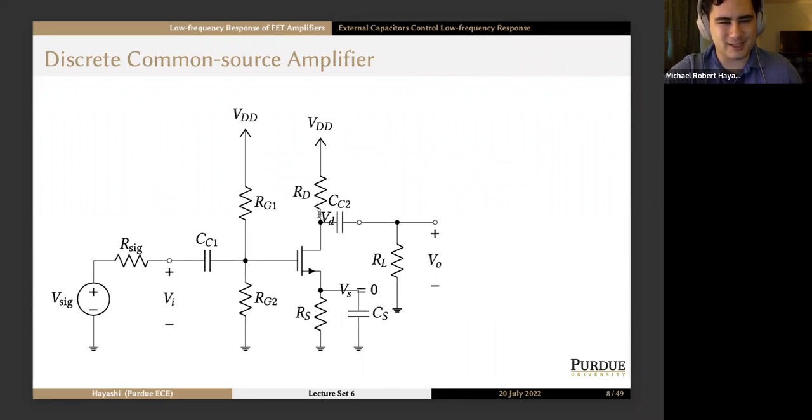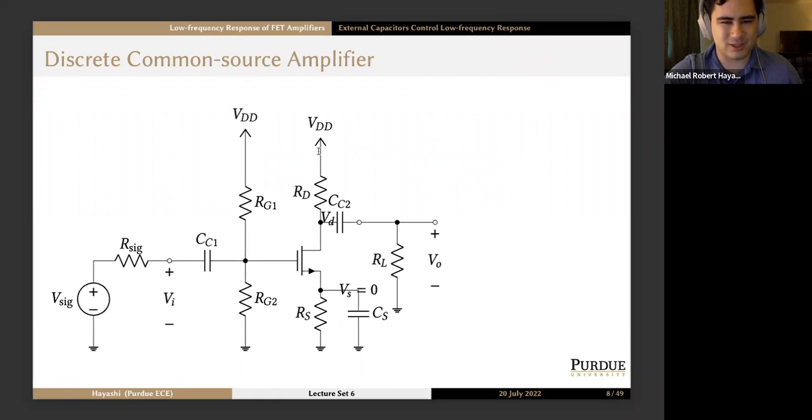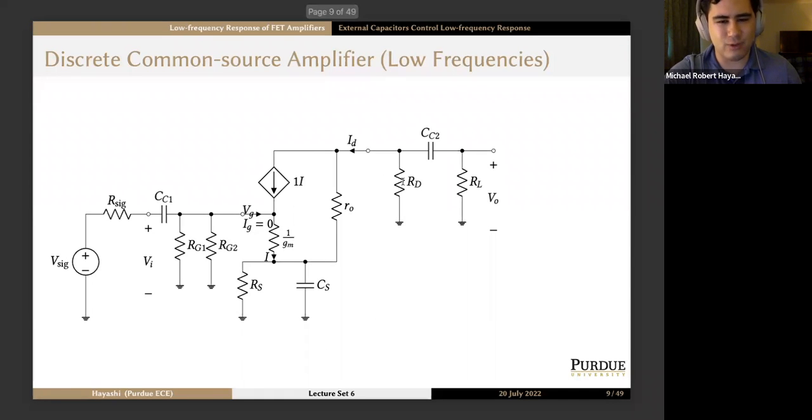And then our drain resistance attaches to our drain on one end, which is up here. And then we also need a short circuit to ground where VDD used to be. CC2 we leave in place, and RL is right here. So that's how we get VO.